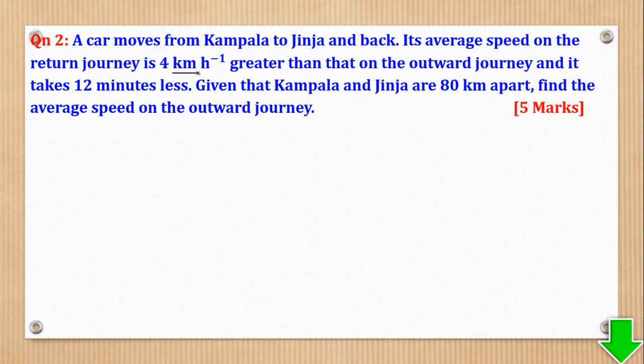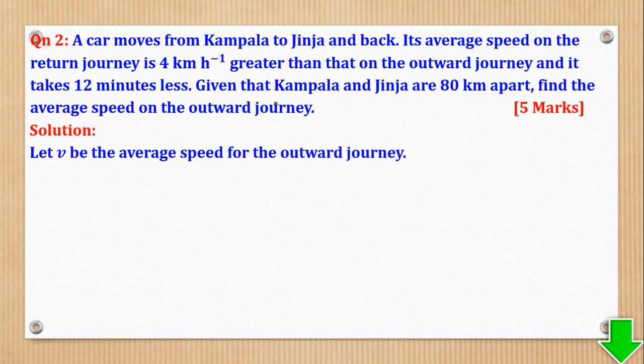This is per hour, this is minutes. So you have to change one in terms of the other, and it's better you change this to hours because here you already have kilometers. This question was under mechanics, linear motion, and you don't rush to answer it. So let V be the average speed of the outward journey. Outward journey means moving from Kampala to Jinja. Then return journey means moving from Jinja to Kampala.